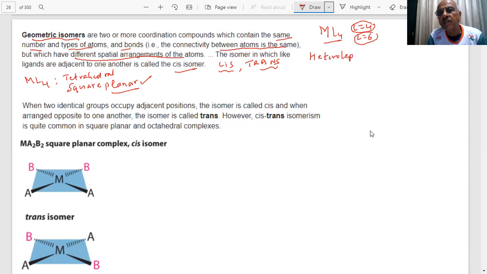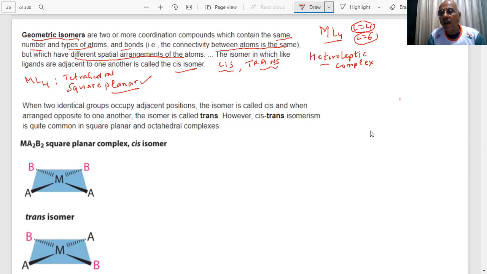a heteroleptic complex. What is a heteroleptic complex? I told you, two types of complexes, students: homoleptic and heteroleptic. Homoleptic means they have only one type of donor ligand, the same donor ligand. Hetero means there will be two different donor ligands.